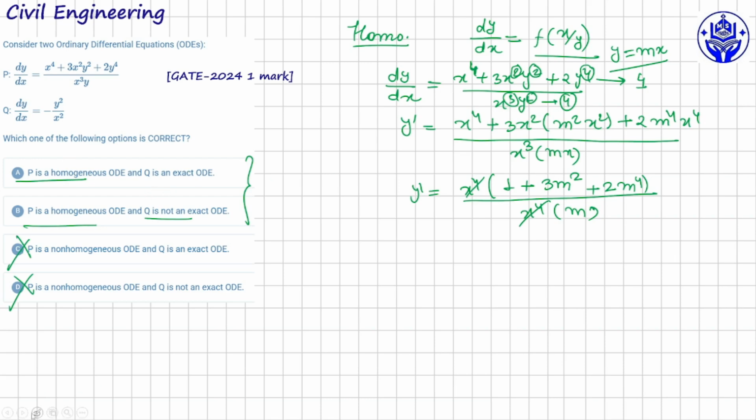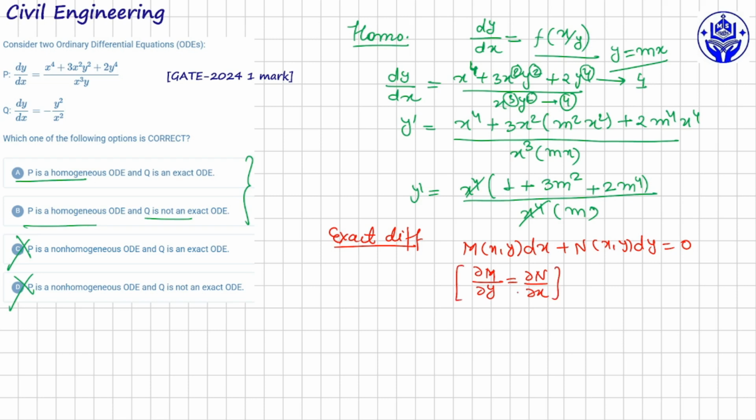Second one: what is the exact differential equation? An exact differential equation means that whenever you have a differential equation M, some function of x and y, dx plus N, some function of x and y, dy equals 0, it is called an exact differential equation if the partial derivative of M with respect to y and the partial derivative of N with respect to x are equal.